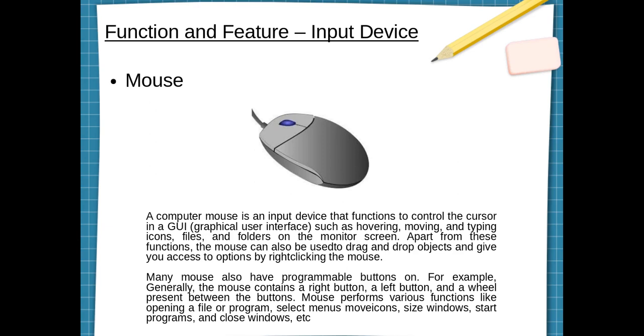Many mouses also have programmable buttons. For example, generally, the mouse contains a right button, left button, and a wheel present between the buttons. Mouse perform various functions like opening files or programs, selecting icons, sizing windows, starting programs, and closing windows, etc.